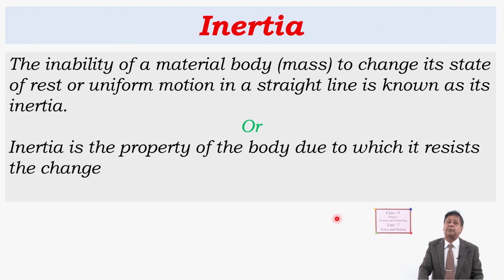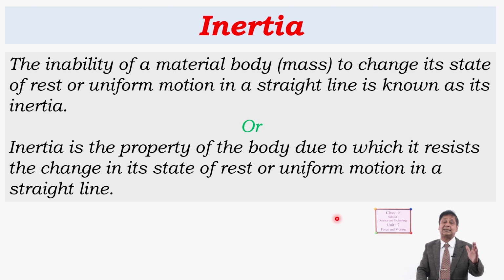Inertia is the property of the body due to which it resists the change in its state of rest or uniform motion in a straight line. Inertia is that property in the body: if at rest it resists the motion. I mean to say, it doesn't want to come to motion. And if a body is in motion, it doesn't want to come to rest. This way, inertia is the property which resists the change of state of the body. Okay, this way we can define inertia. We can define it in these different ways.